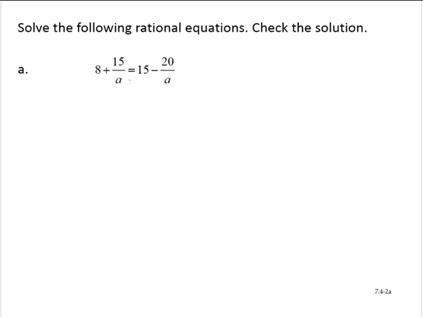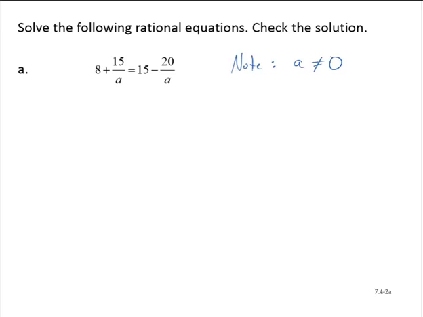Alright, so we're going to solve this equation by multiplying through by the least common denominator. But it's always important that we first decide if there are any values of a that should be excluded. So notice that since we have a in the denominator, we should make a note that a cannot equal 0, because if a was equal to 0, we'd have 0 in the denominator, and that's a bad situation.